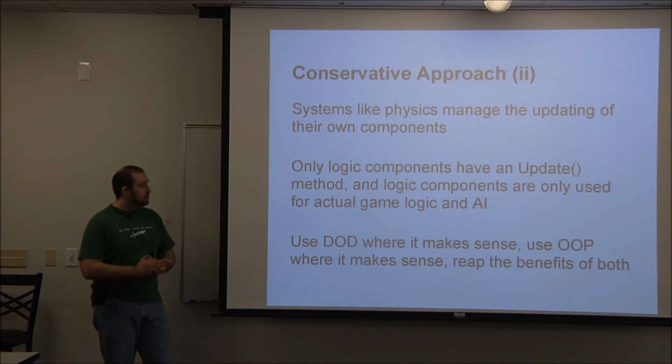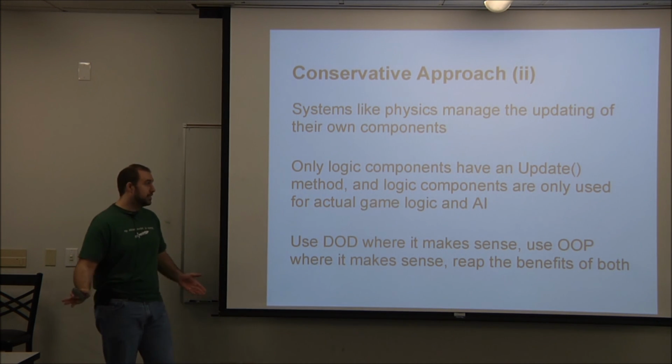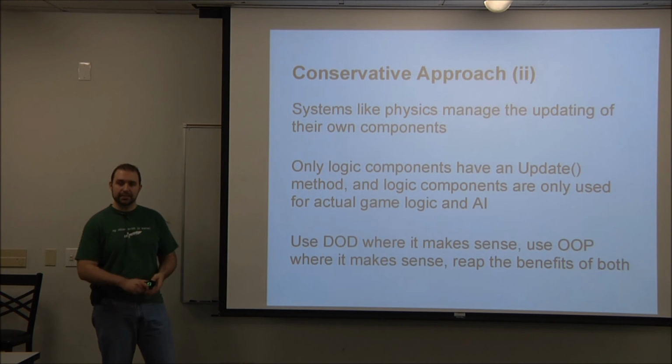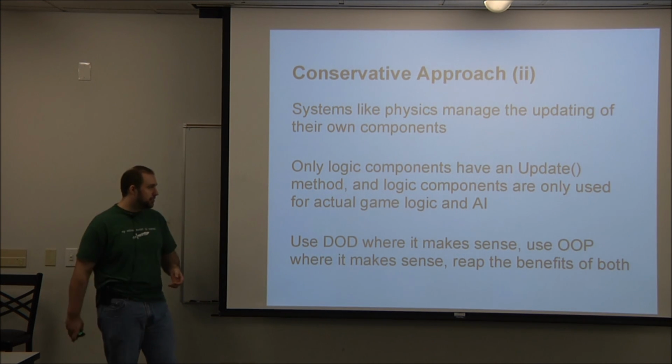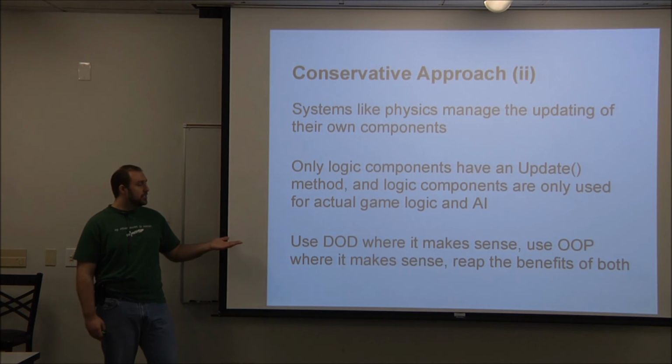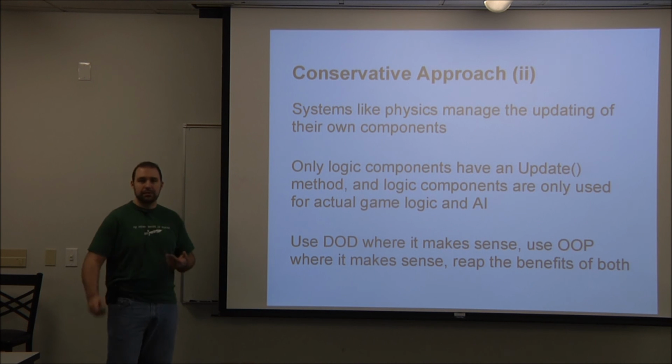So yeah, the systems manage the updating of their own components. Only the logic components have update, again, is the key part here. Your data components don't have update. There is no loop that says run through and run update on every component. That's totally unnecessary. Only components that have logic have this, which you can implement in C++ by having two types of components: logic components and data components, keeping a list of just the logic components separate. So we're using data-oriented design where it makes sense, and we use more traditional object-oriented programming where that makes sense. And that way we get the benefits of both these systems without having our hands tied, being locked into one method or the other.